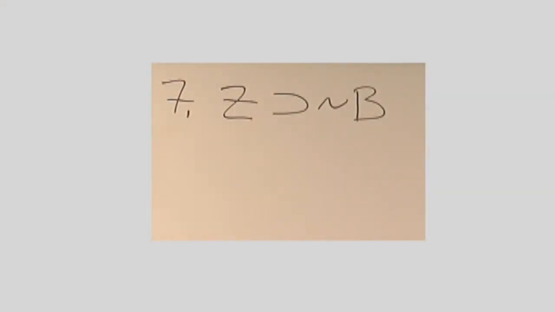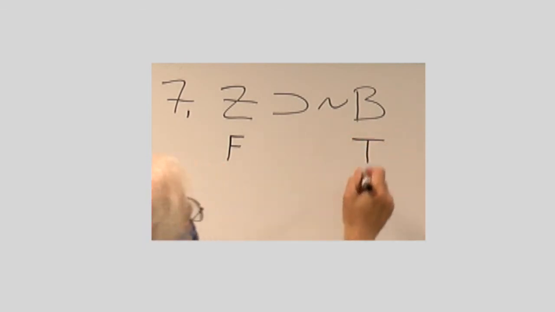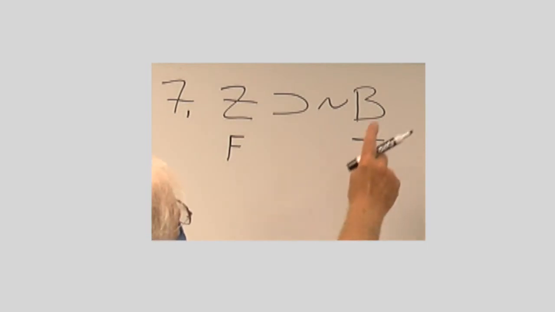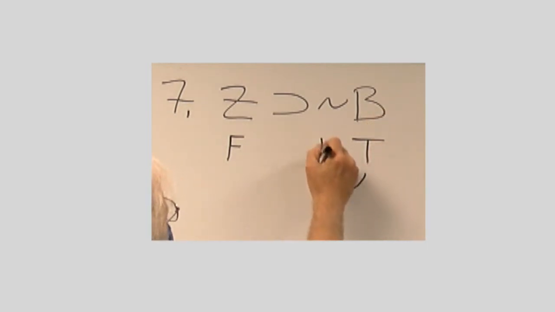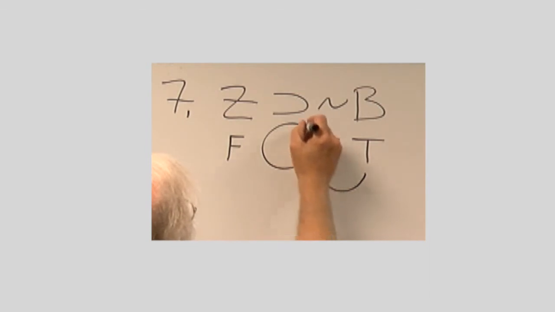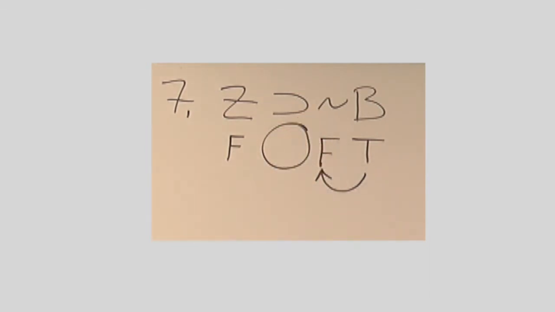Well, what do we know? We know that Z is false, so I put an F under the Z. We know that B is true, so I'll put a T under the B. But look, if B is true, not B has to be false. Then we get the value of the horseshoe. So I'm going to put a circle under the horseshoe. That's where my answer is going to appear.